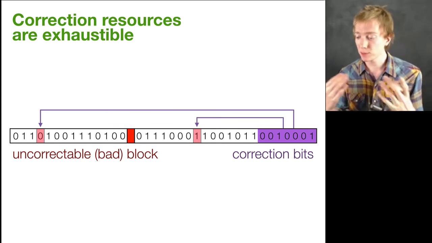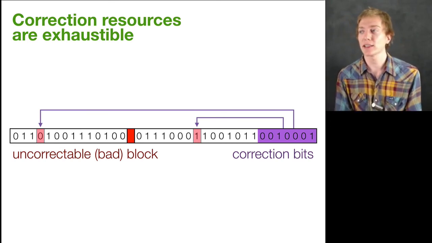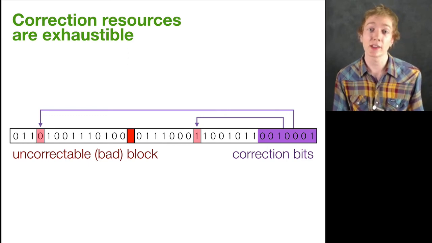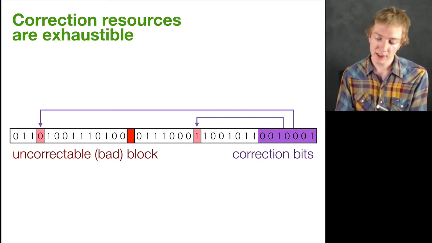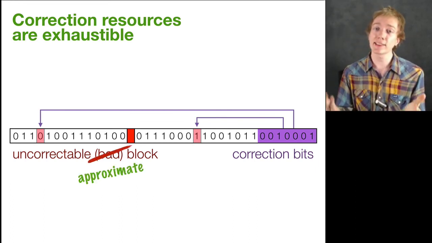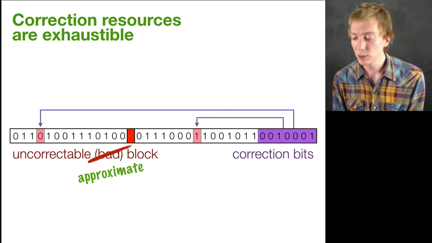To look at this block, there's plenty of bits here that are perfectly good, and it would be great if we could store data in this block and just tolerate the error, tolerate the uncorrectable failure in the data block. And of course, that's exactly what we're going to do. As an approximate computing person, when I look at this bad block, I don't see a bad block, I just see an approximate block. This is a great place to put data that can tolerate a few bit flips. And that's exactly what we do.